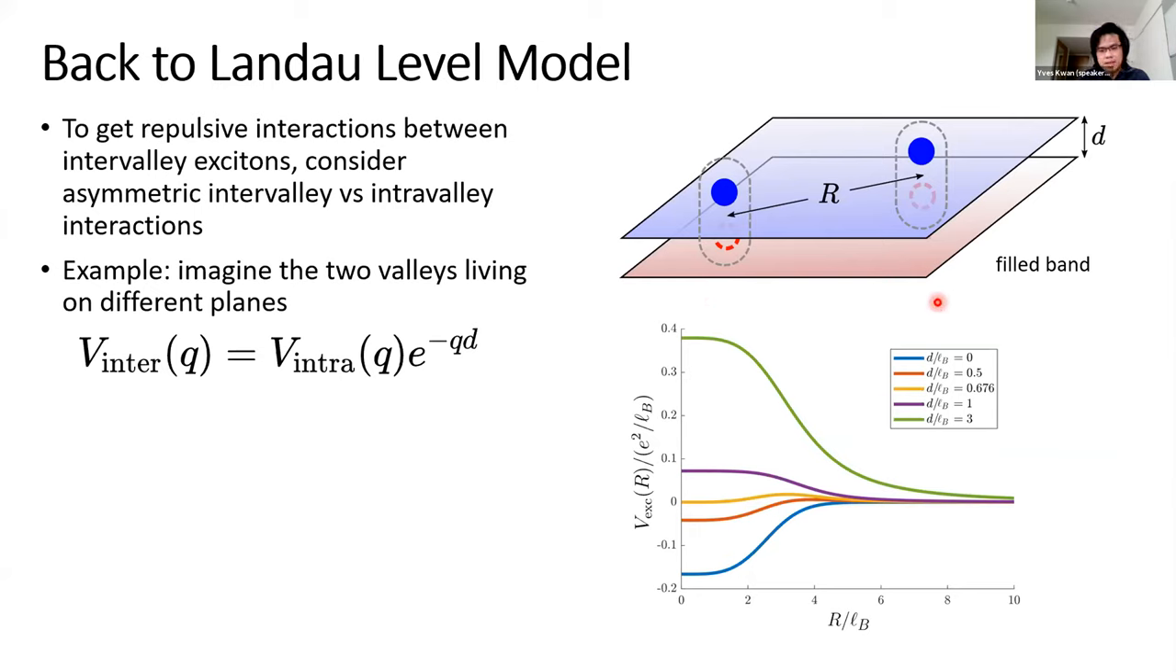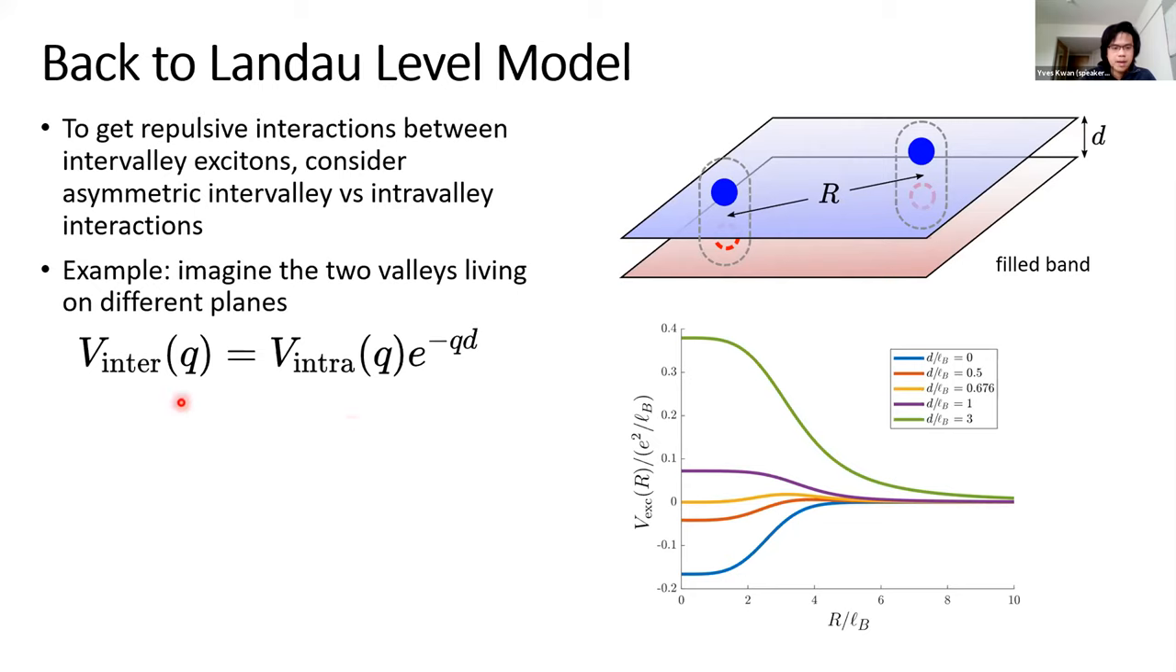So it's not entirely obvious how to achieve this, but in the lambda level model, we can imagine that the two valleys actually live on slightly different planes. For example, I can imagine that this blue band, i.e. K prime, is separated from the other valley by distance D.